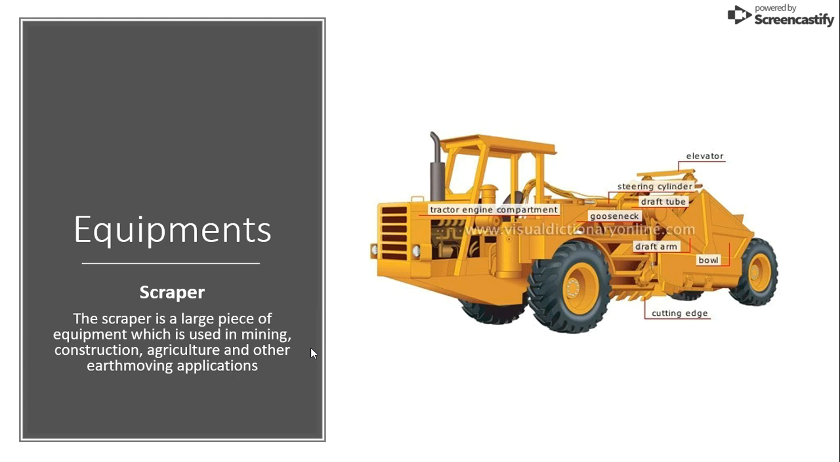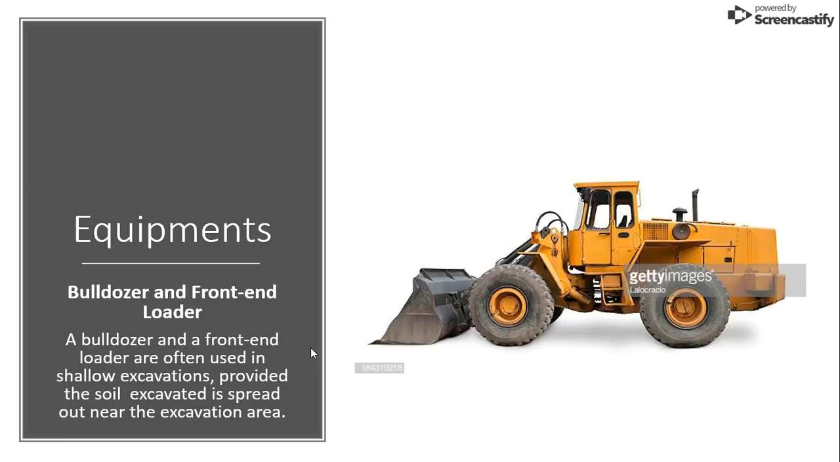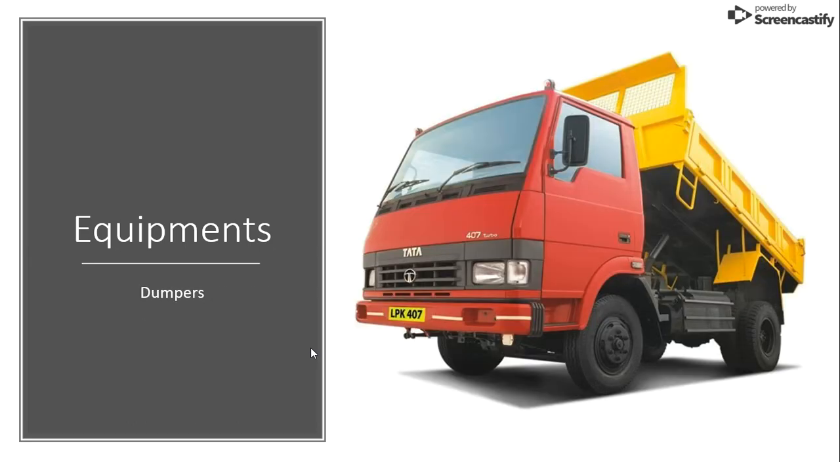This is the scraper. A scraper is a large piece of equipment used in construction or other agriculture or earthmoving applications. The bulldozer and front-end loader are only used for shallow excavations. This is the dumper, from which we can dump all the dirt.